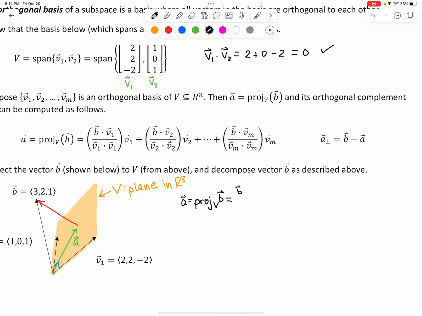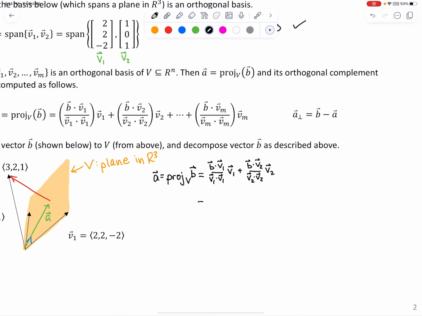So we'll do vector B and dot that with vector 1, divide by the dot product of vector 1 with itself, and then multiply this scalar by vector 1. And then we're going to repeat this, but using vector 2. Okay, now let's calculate all these dot products.